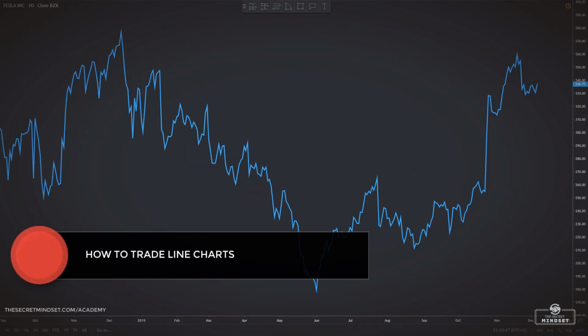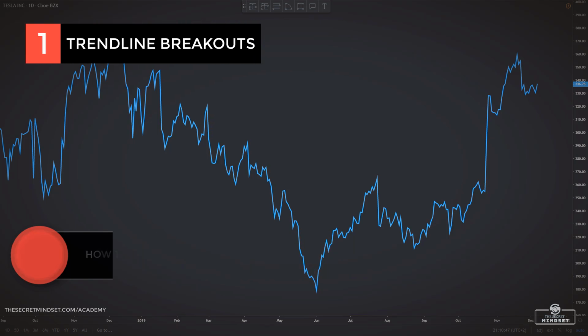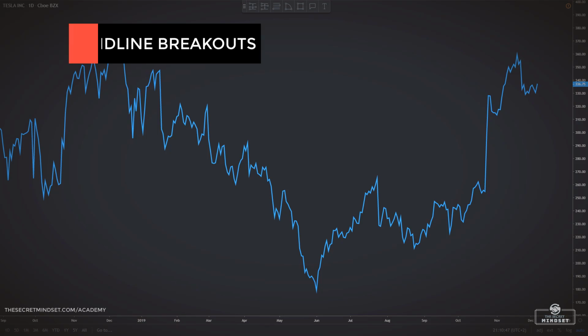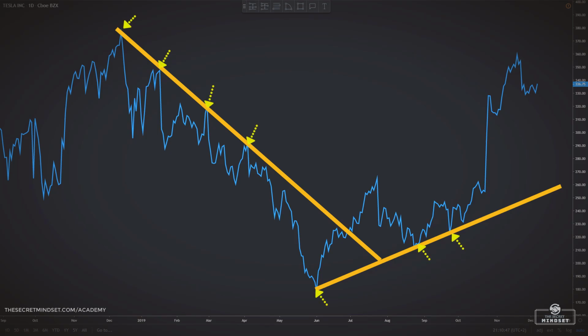The simplest method is to trade line charts trendline breakouts. Trend lines are straight lines drawn on a graph connecting support points for an uptrend and resistance points for a downtrend. A trend line may rise, fall, or move sideways. Trend lines connect two or more support points that define the trend.